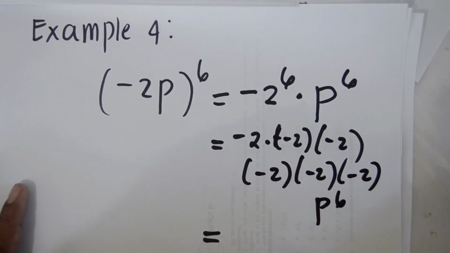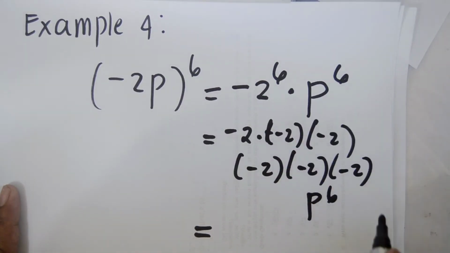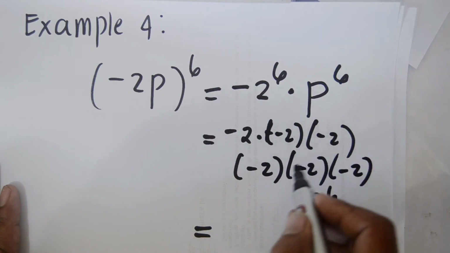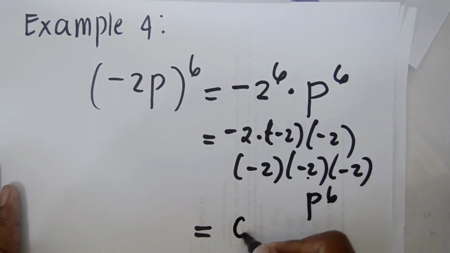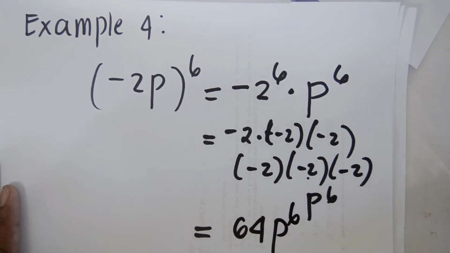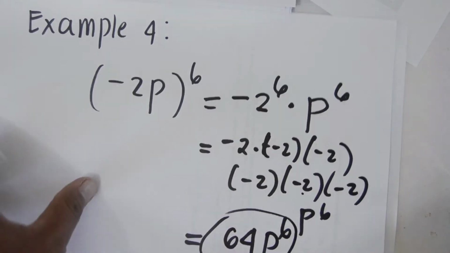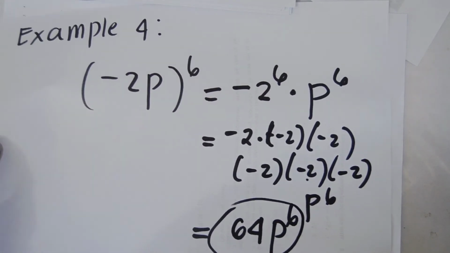Okay? So we multiply negative 2 six times because the exponent is 6. So multiply negative 2 times negative 2 times negative 2 times negative 2 times negative 2 times negative 2. The result is positive 64 p to the power of 6. So this is our final answer. 64 p to the power of 6.